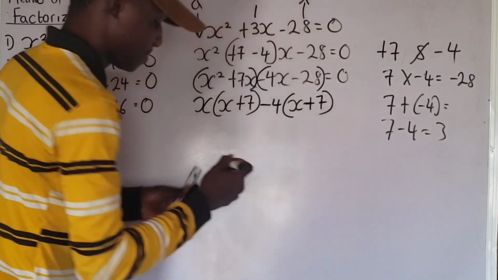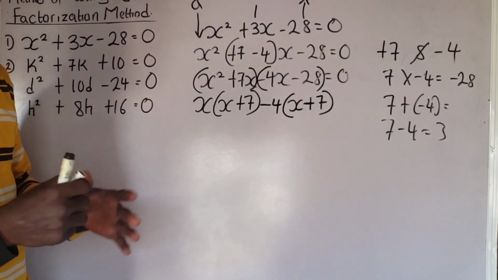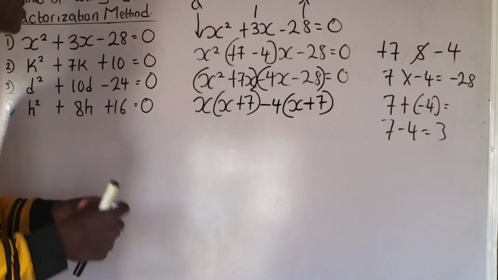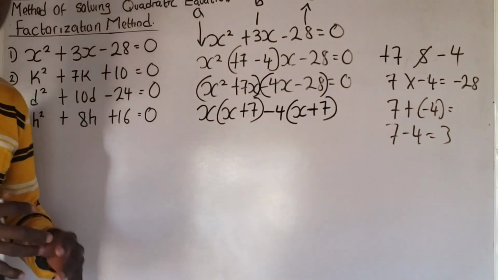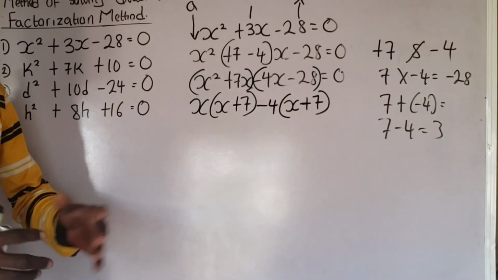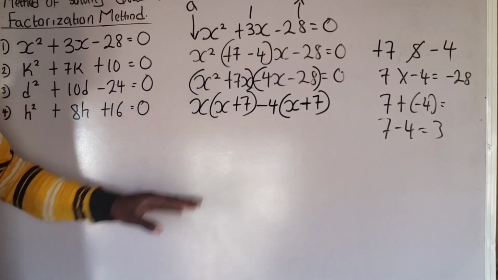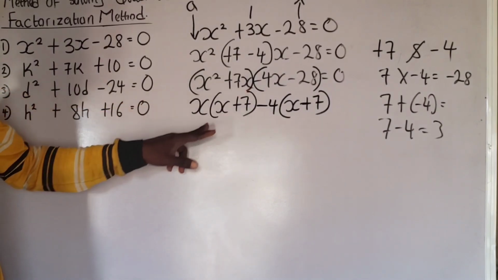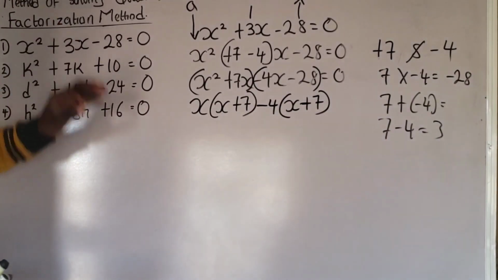You have to know how to factorize. If you didn't know how to factorize, you might have problems solving quadratic equations using the factorization method. When we are talking about factorization, we are referring to the factors of 2 or more terms. What is that term that is common to what we have? The term that is common to x squared and plus 7x is x. So I factored it out. That is why we call it factorization method.